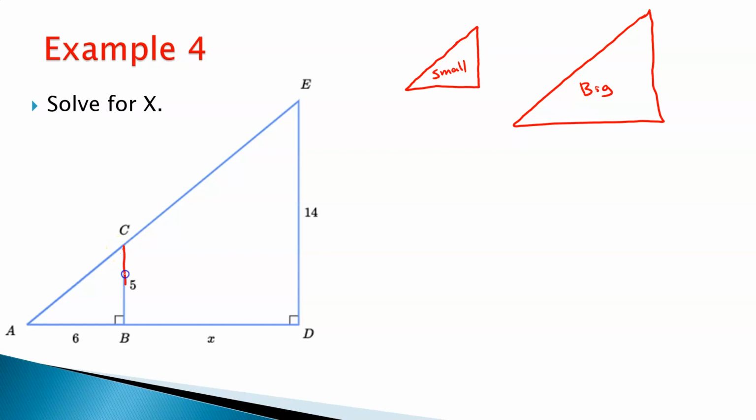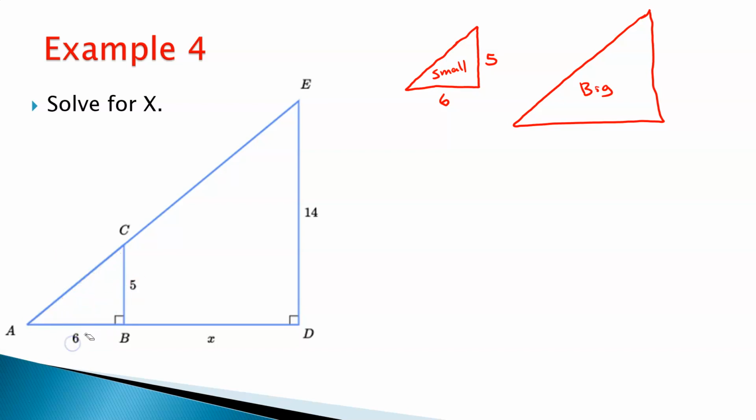So let's focus on the smaller one first. Let's focus on this triangle, the small triangle ABC. Well, I know the bottom from A to B was 6, so I'm going to label that 6. And then the right-hand side from C to B is 5. I'm going to label that 5. And then from A to C, I don't know, and it's okay. If we don't know, we're not going to label that. We're going to leave it just blank.